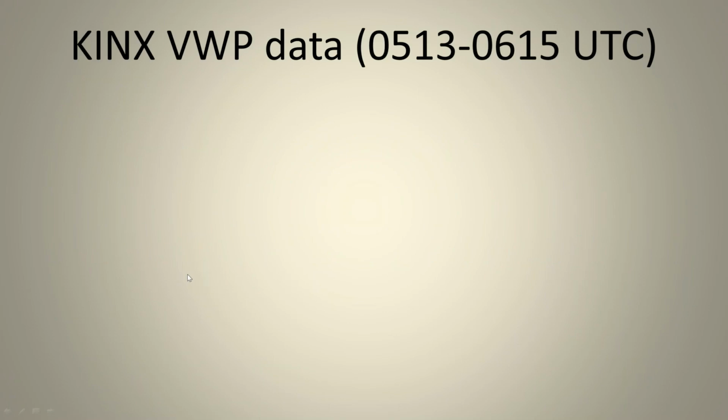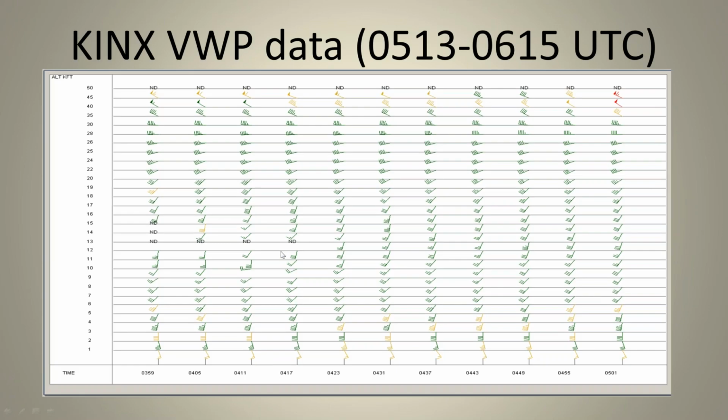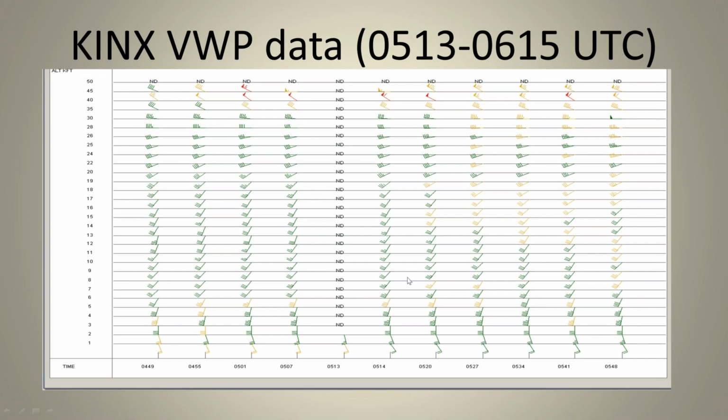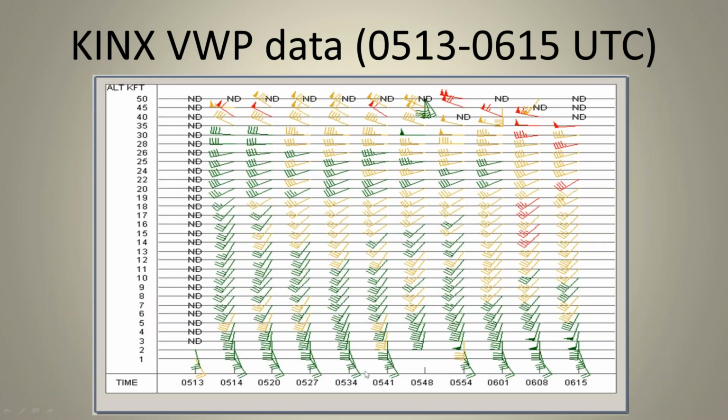To help answer that question, let's look at the KINX wind profiler data from 0513 to 0615. Time moves from left to right, and so you can see the profile southwesterly, 10 to 20 knots at about 4Z, but then for the next 2 hours, winds increase generally by 10 to 15 knots. And then as we go forward in time, it really increases, especially from around 0541 to 0615. So right around the 1 a.m. period, we really get an increase in the low-level jet, increasing the wind speeds.